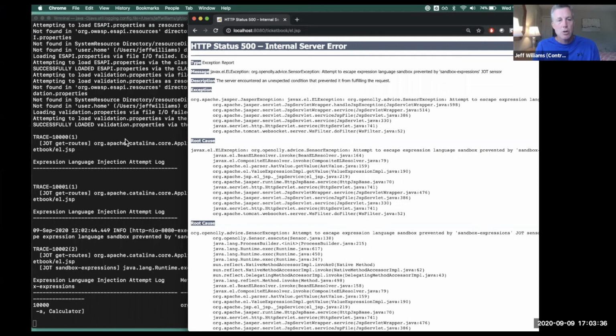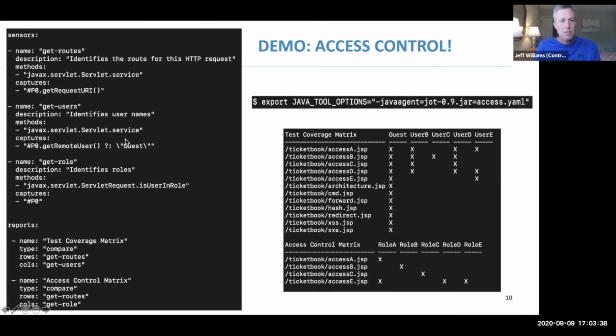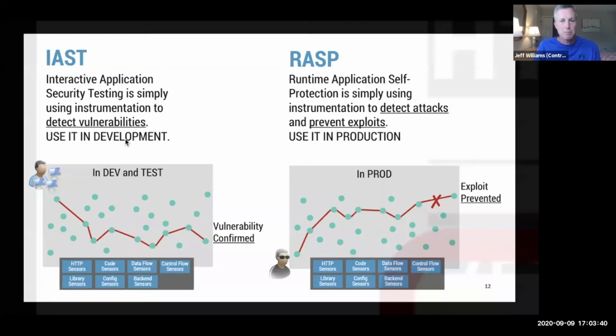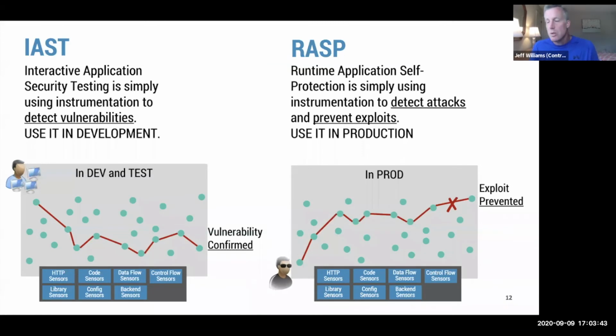Okay, so I'll skip the slides for each of these. I just want to spend a couple of minutes and talk about what this looks like from the product perspective. The techniques that we're talking about here fall into two categories of tools that you can get. The first is called IAST, or Interactive Application Security Testing. And IAST just means using instrumentation to detect vulnerabilities.